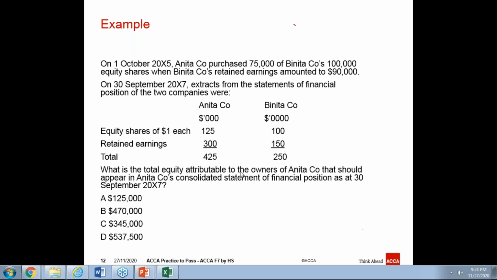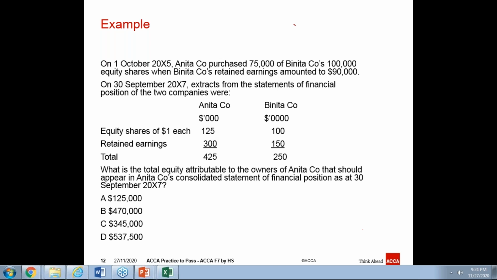So we never report the equity shares of the subsidiary company. We always report the equity shares of the parent company only. So the equity shares of the parent company is 125, and by adding this figure with the retained earnings of the group, we get the value of total equity. So when the examiner asks you to calculate the total equity, you have to add the equity shares of the parent and the group's retained earnings.